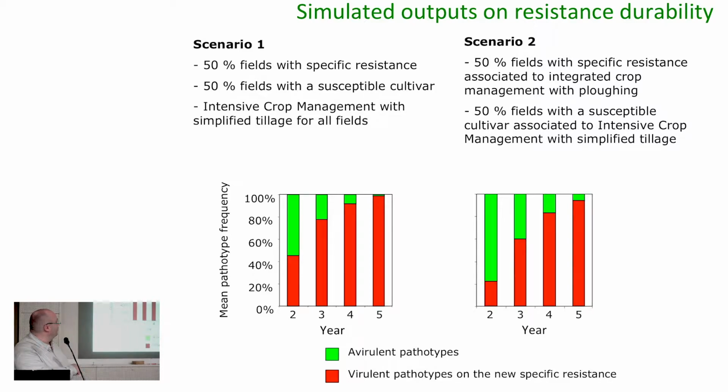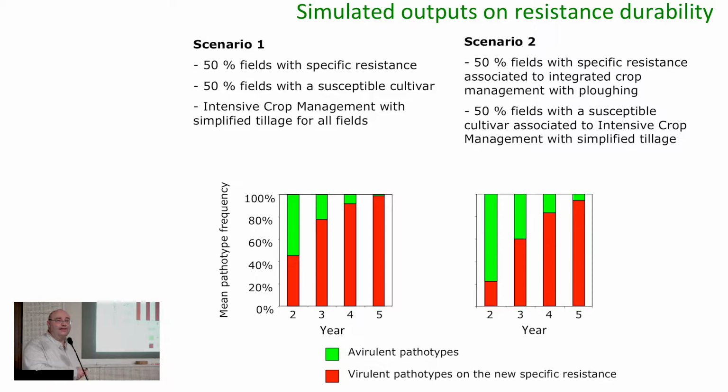And you can see here the results of the models. You have the mean pathotype frequency. So at the beginning of the simulation, we still have 50% of the population which is avirulent against the specific resistance. And at the end, you can see after 5 years, all the pathogens lost their avirulence gene and became a virulent pathotype. For the second simulation, you can see that we get the same result for the last year, but the process seems to be slowed down by the cropping practices set up at the landscape level.